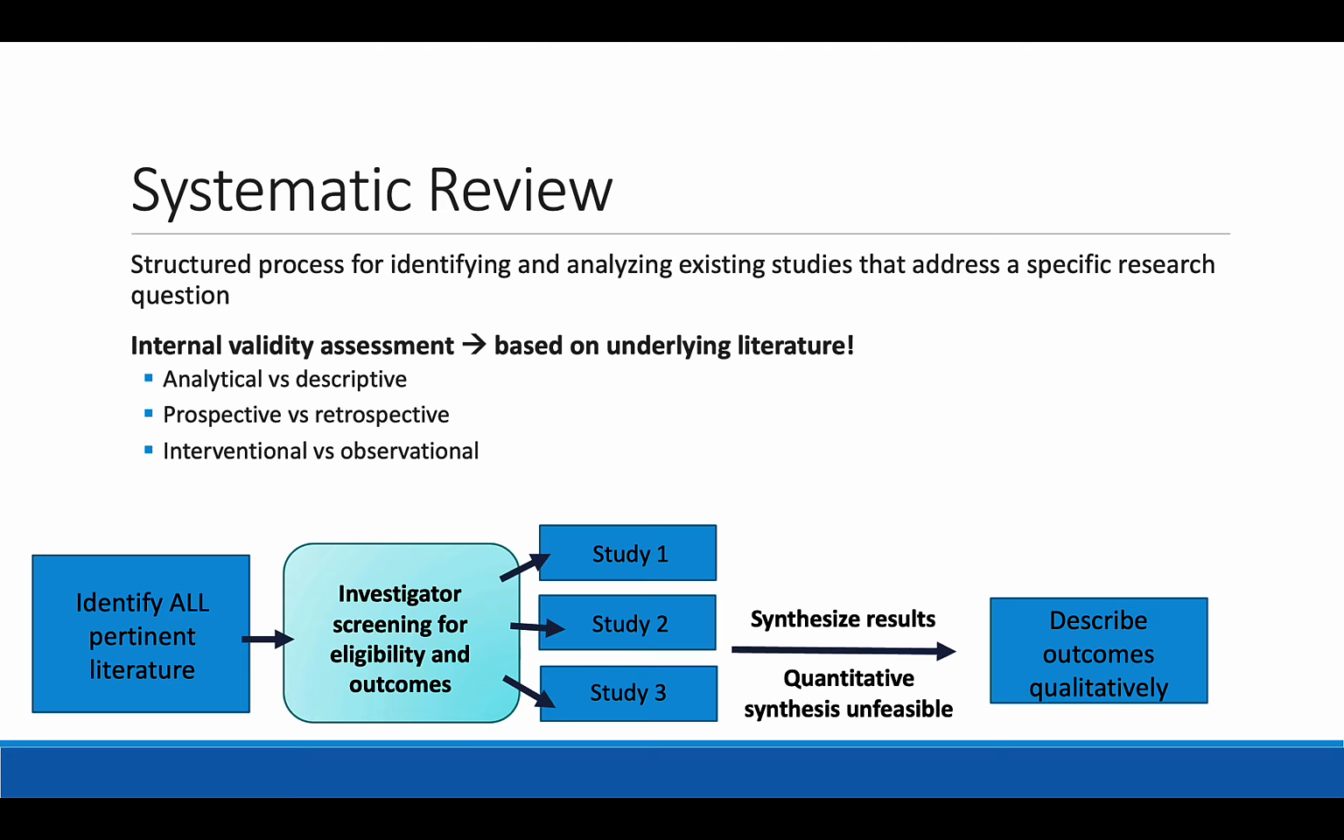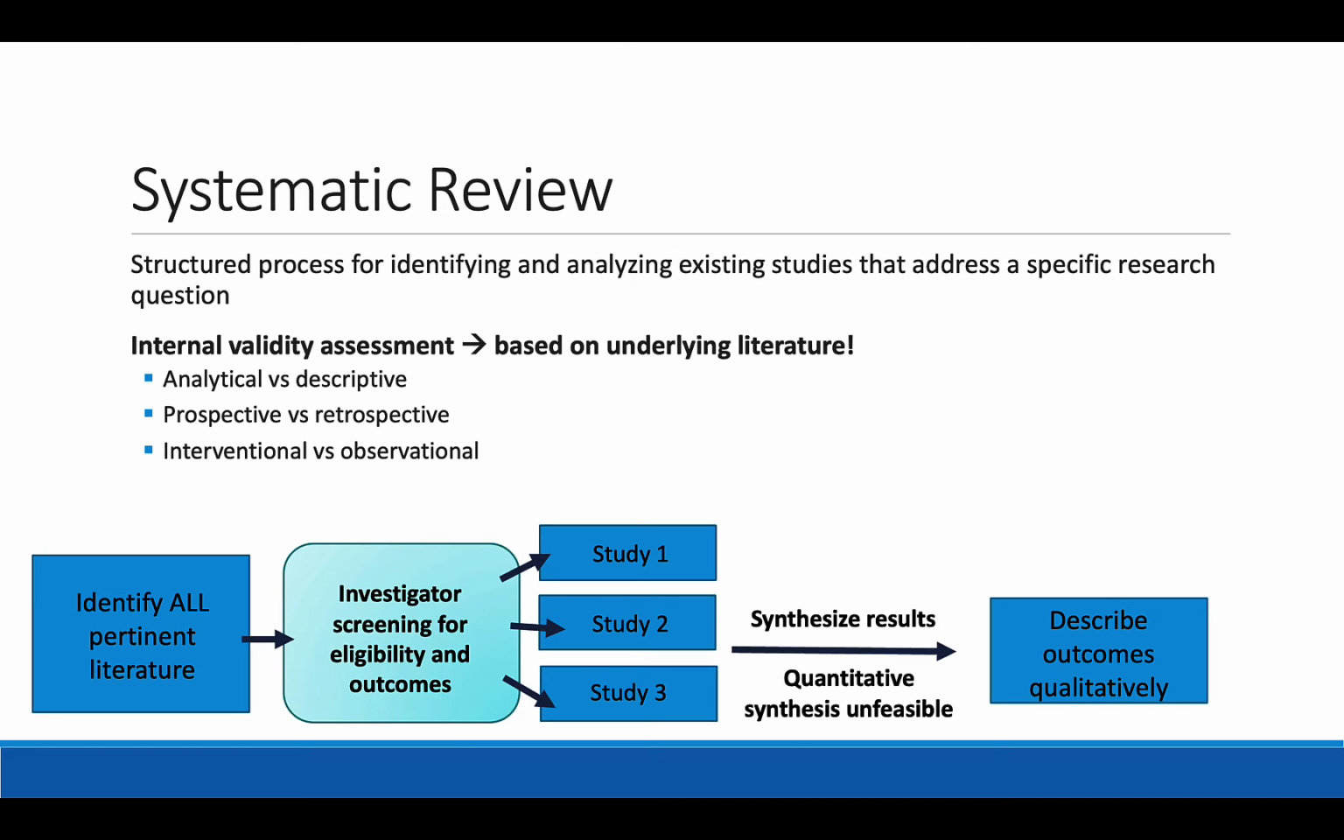So, a systematic review, to reiterate, is the structured process for identifying and analyzing existing studies that address a specific research question. When we're analyzing systematic reviews for internal validity, unlike the other study designs that we've looked at thus far, we can't say on the surface whether systematic reviews are analytic or descriptive, prospective or retrospective, or interventional or observational. Rather, it's totally dependent on the underlying literature that the systematic review is composed of.